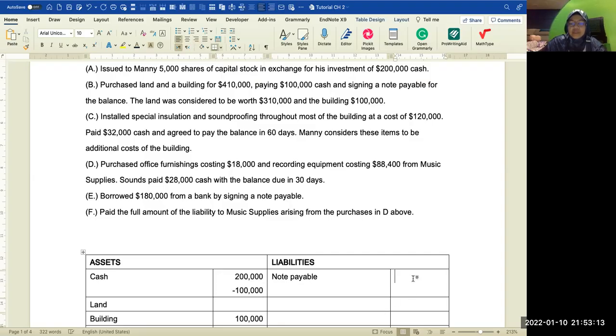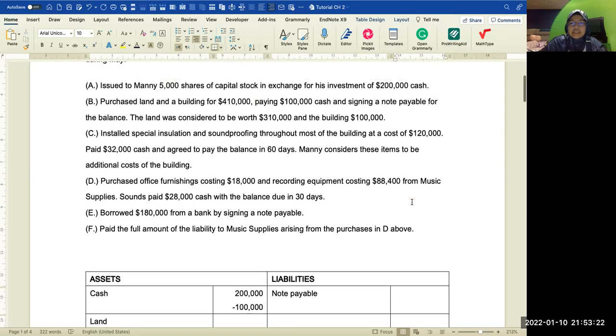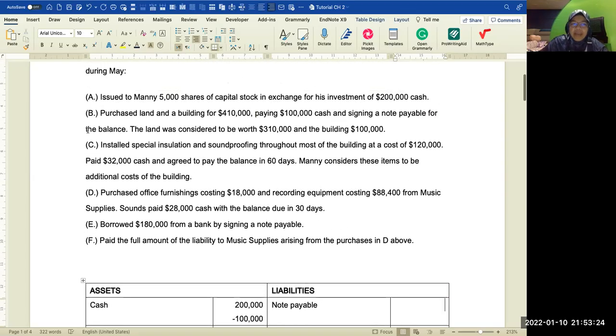How much is the note payable? Note payable will be 100,000 also. No. It says the note payable is for the balance. How much is the balance? How much is the total land and building? The total of the building and land is 410. Okay, and then you pay 100,000 cash. That's correct. And then the balance will be 310. So 310 in the form of?